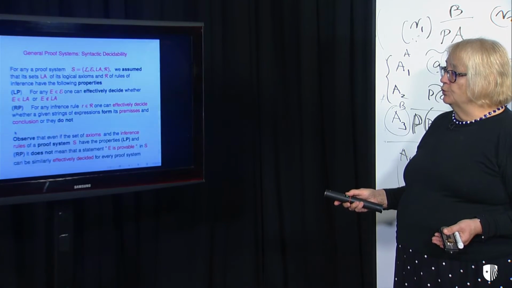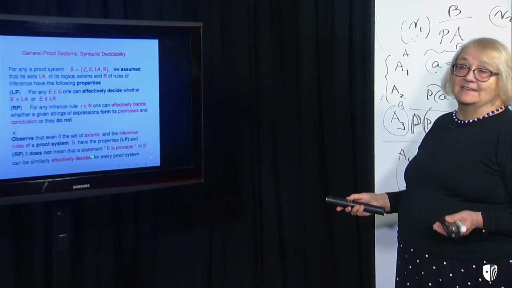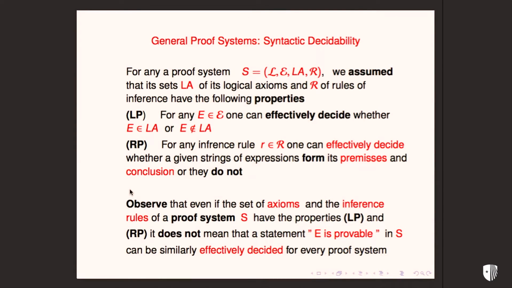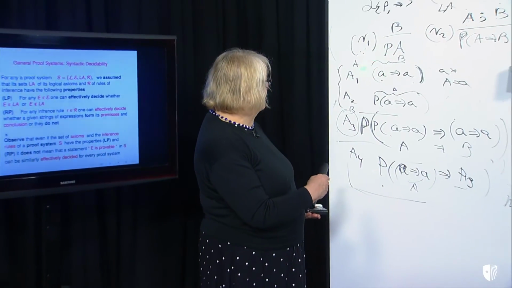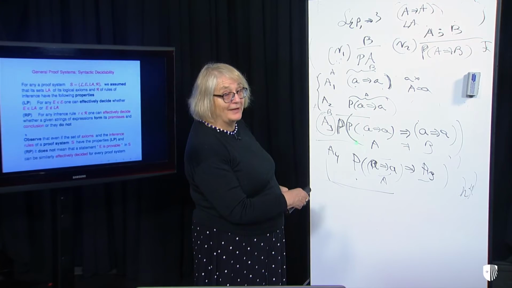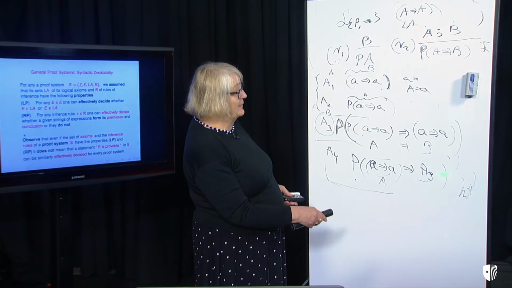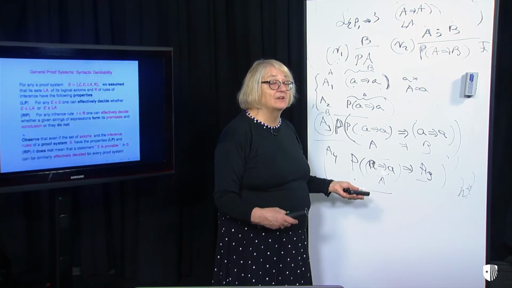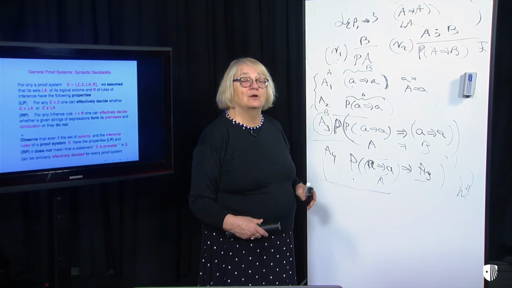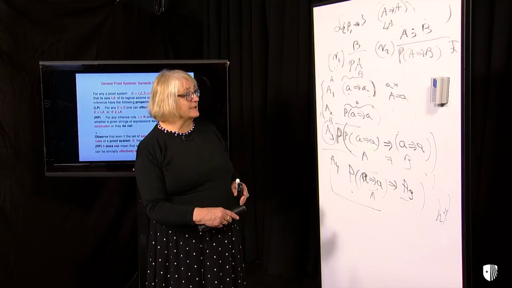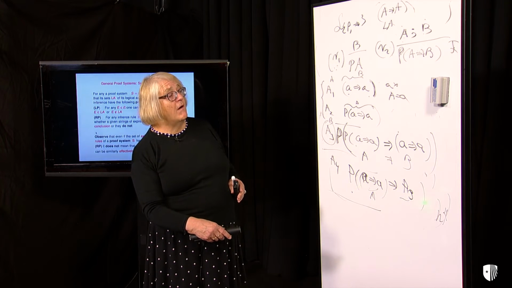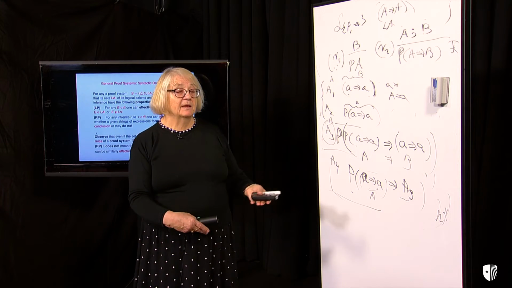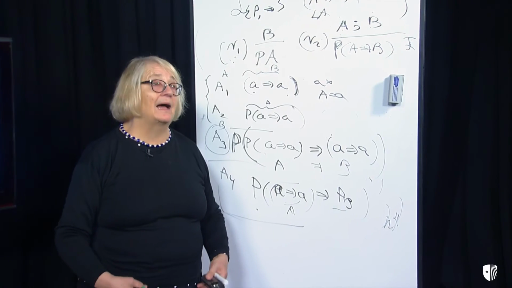And also, the fact that we have those two properties does not mean that the statement E is provable can be effectively decided. Of course, if I give you this huge expression and ask you, can you find the proof? Can you find the proof automatically? That is what we are going to decide. If I give you such a long expression in a given proof system, I can ask, can you find the proof? Can you find it automatically? How do you find the proof?